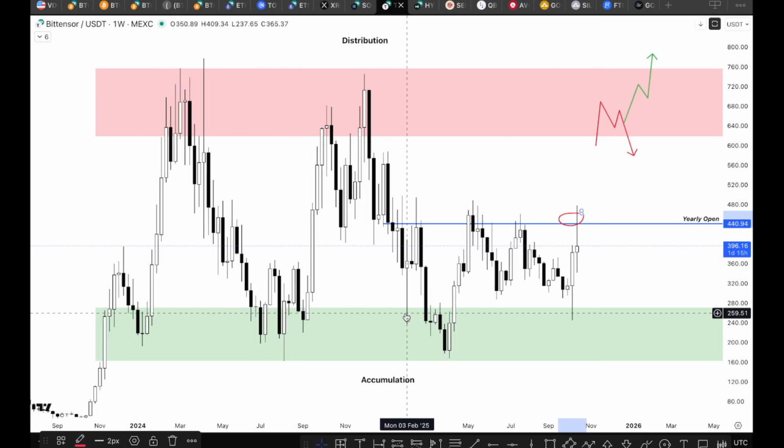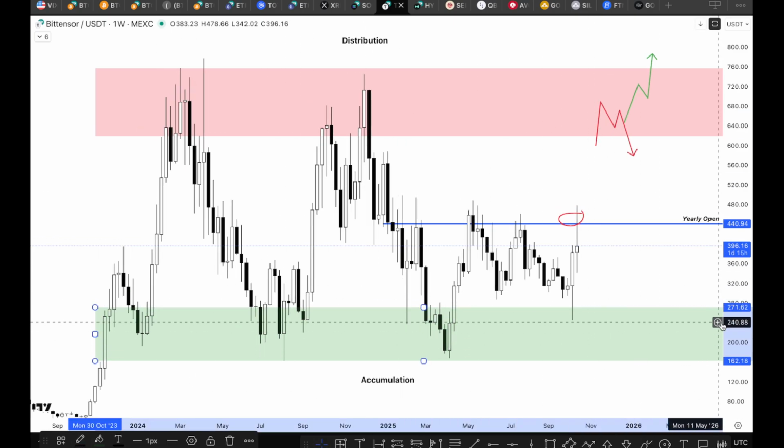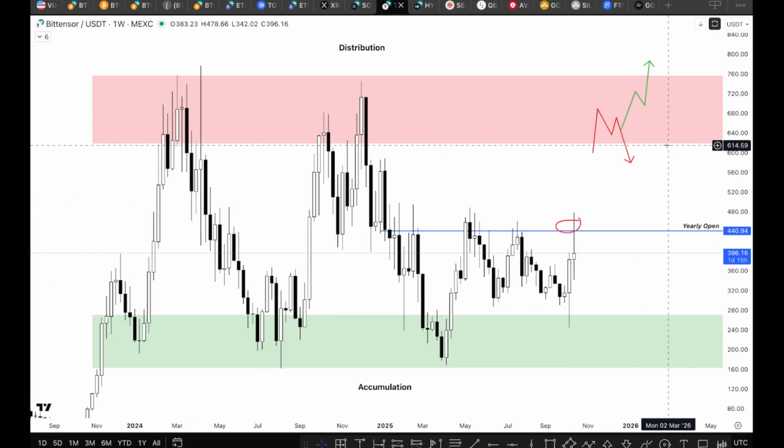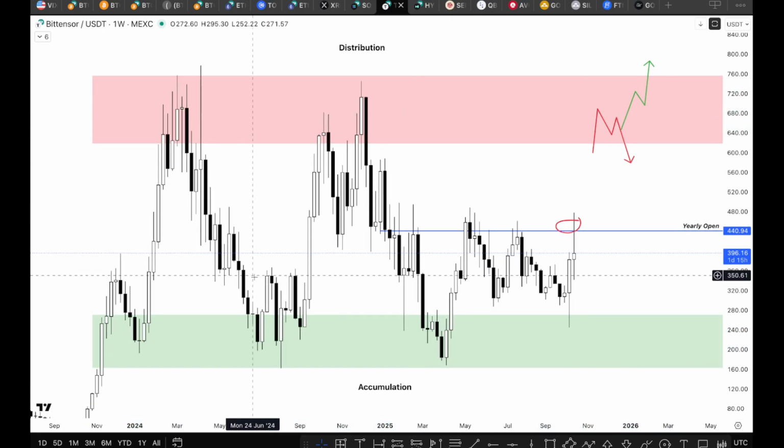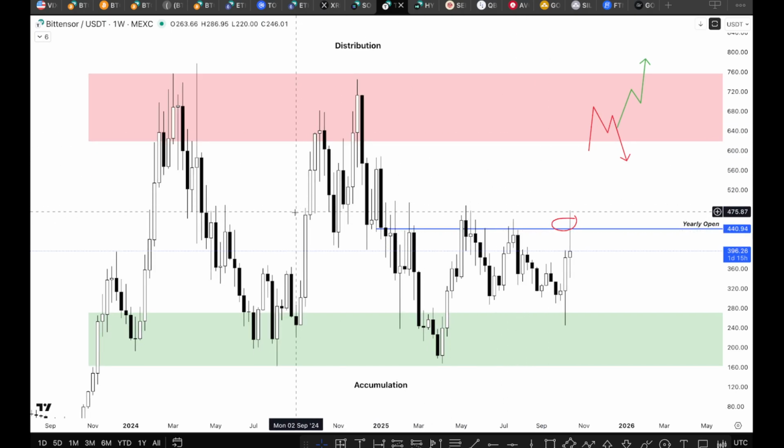So this is what smart money are doing on TAO. That's between 162 and 271 accumulation, and distribution between 618 and 756. It's been a nice tradable range on TAO, but yearly open has to be flipped. That's the midpoint of the range to take you to the distribution and range highs. So that's the situation on TAO.